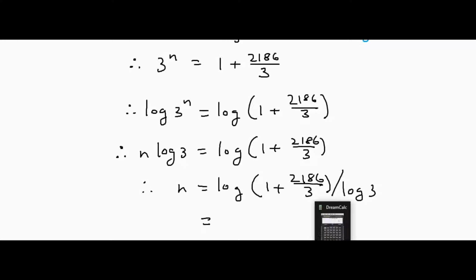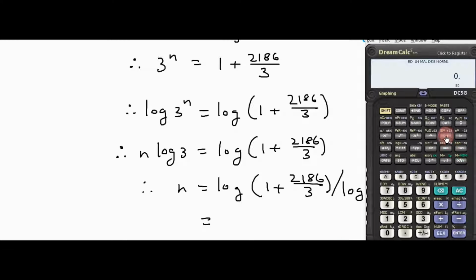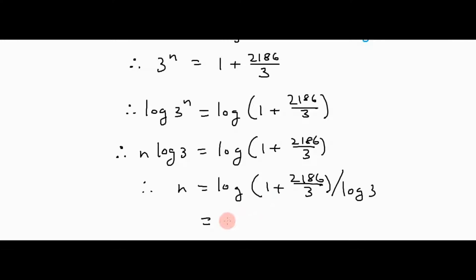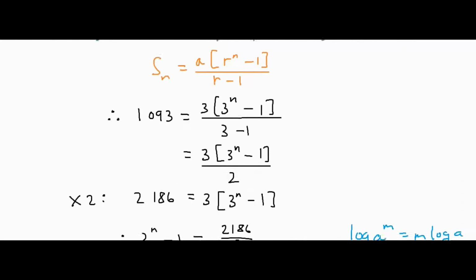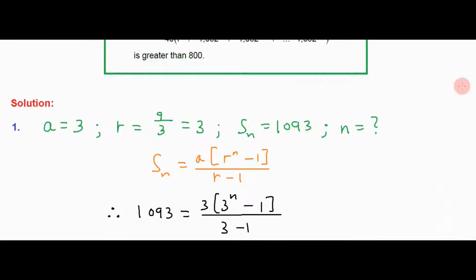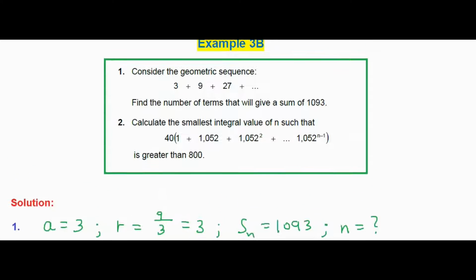and find this on a calculator, and our answer comes to 6. We do have a slight rounding error because n must be a natural number, it being the number of terms. So the number of terms that will give a sum of 1093 is equal to 6.